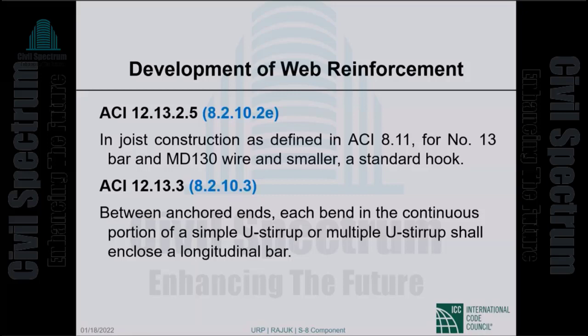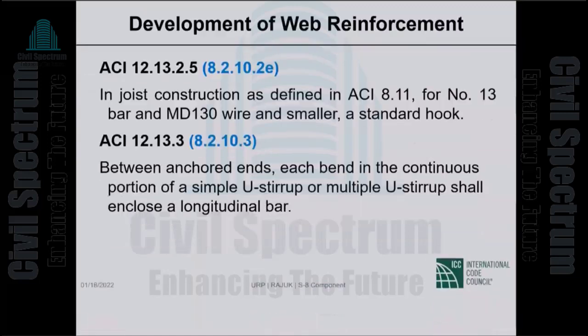Now we are saying that when it makes these bends, I said around the bottom bar and then again around the bottom bar, there needs to be bars at those locations. So you should not bend a stirrup and not have the bend supported by a longitudinal bar. So between anchored ends, each bend in the continuous portion of a simple U stirrup or multiple U stirrup shall enclose a longitudinal bar.